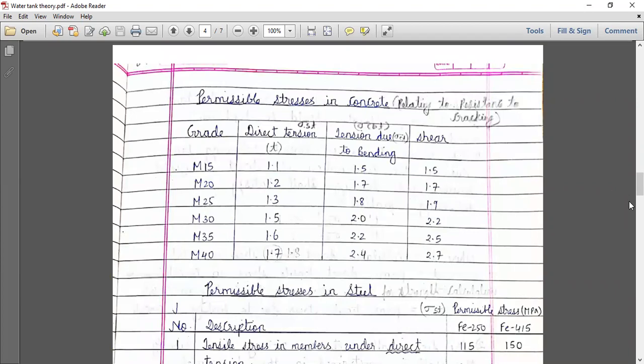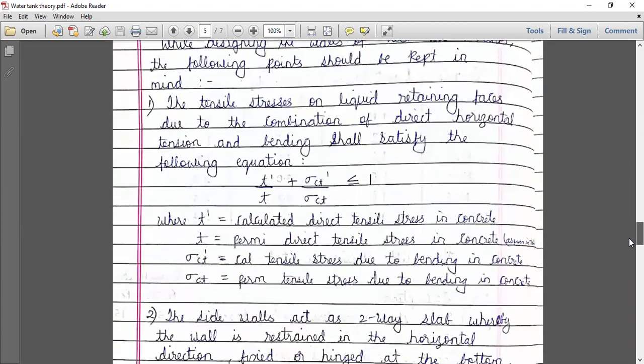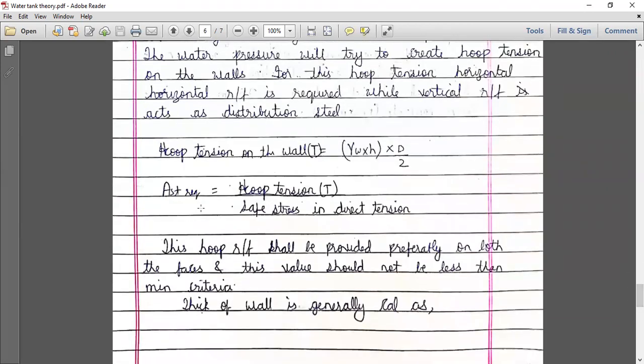Direct tension, safe stress in direct tension. Based on the grade, you have to assume the value of direct tension, then you will get the area required for the hoop tension. This is the formula for hoop tension, and AST required you have to calculate like this. This hoop reinforcement shall be provided preferably on both the faces, and it should not be less than the minimum criteria I mentioned earlier: 0.35% for Fe415 and 0.64% for mild steel. Is this clear, everyone?